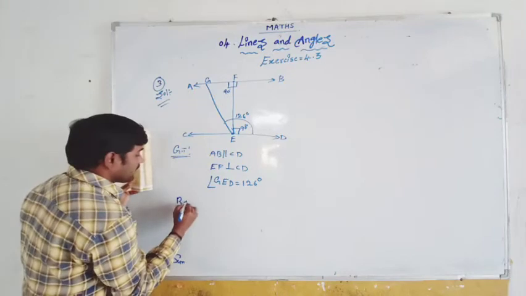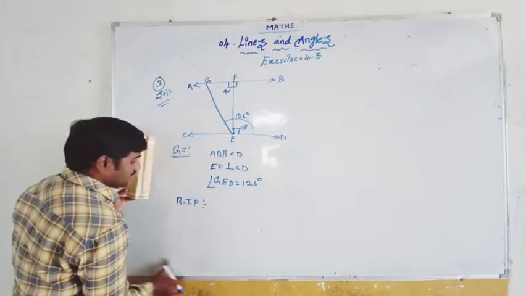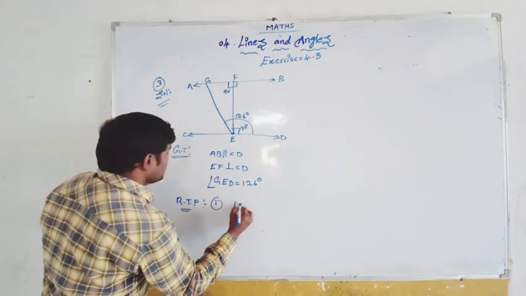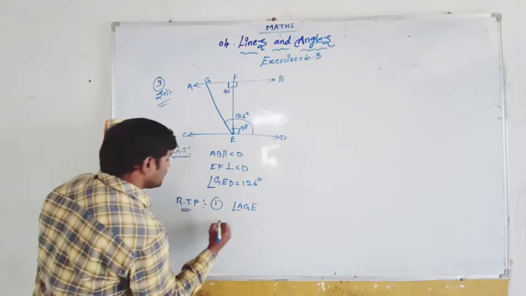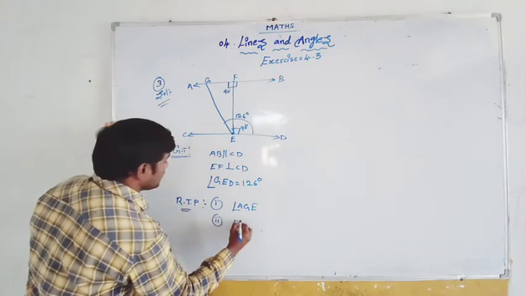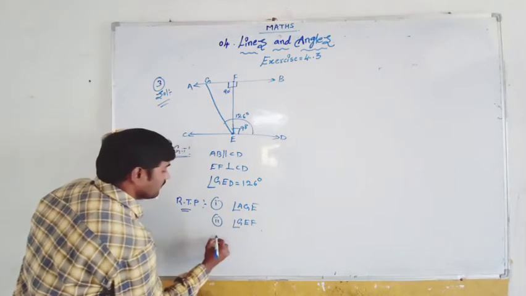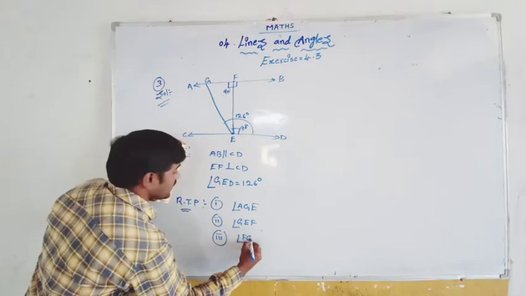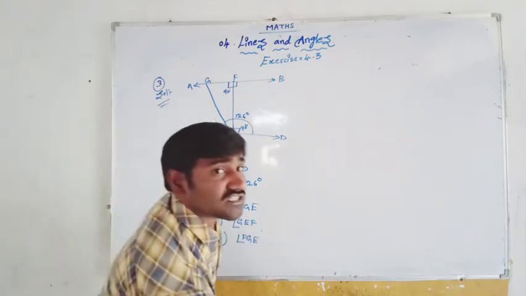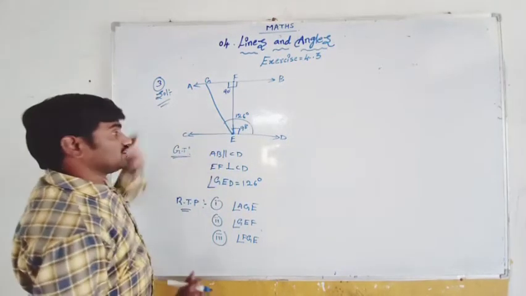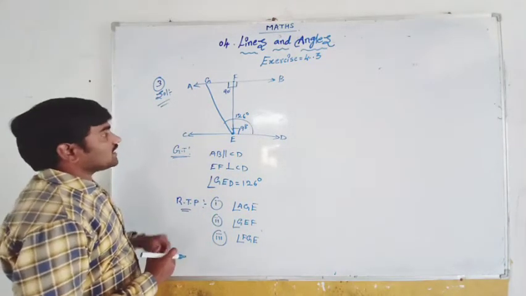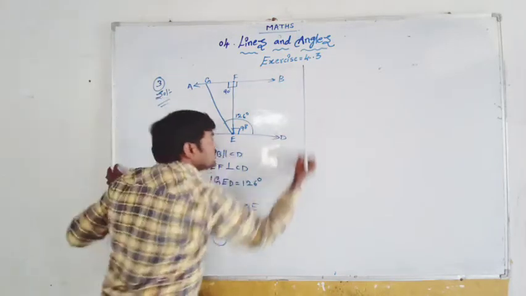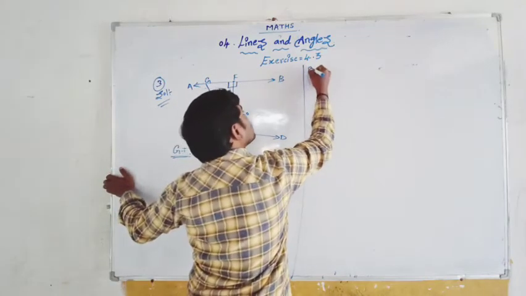Then we need to find, let us see what we need to find here. The first one, find angle AGE. The second one, angle GEF. And the third one, angle FGE. These are the three things we need to find out from this information. First of all, we can find angle GEF, the second one, easily. So we go for the proof.